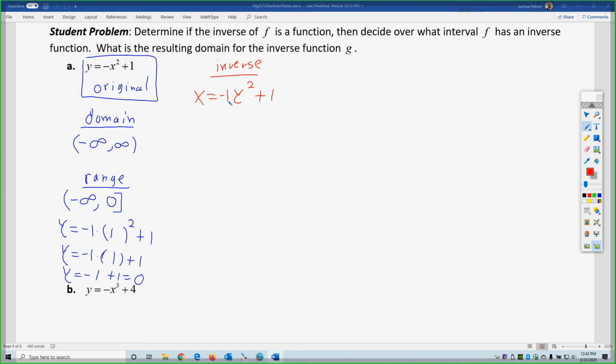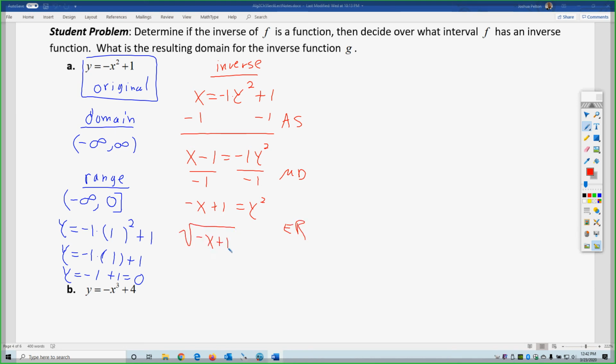Okay, so we'll do the add subtract step. Subtract 1. So x minus 1 equals negative 1y squared. Multiply, divide by negative 1. So y squared equals negative x plus 1. Exponent radical, so we'll square root that. But that's plus or minus since it's an even root, so we'll go over to here. We want to know the function of x.